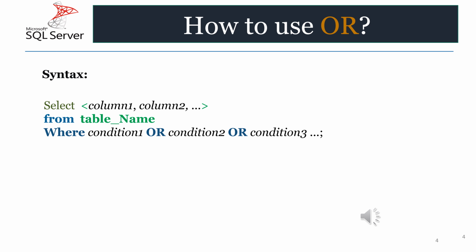Next is OR. OR is about options. You are saying I want this condition to be true or the other condition to be true. Then it will filter your records and broaden your result, giving you more choices. And what is the syntax here? Select column 1, column 2, whatever columns you are having, from table name where condition 1 or condition 2. So you just need to replace the AND with an OR here.